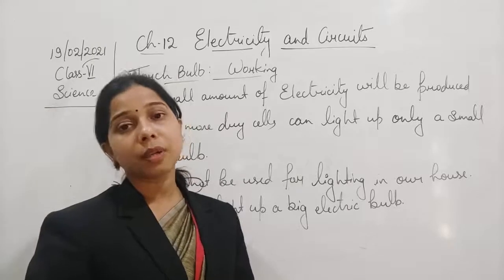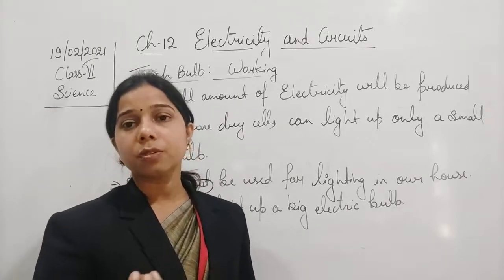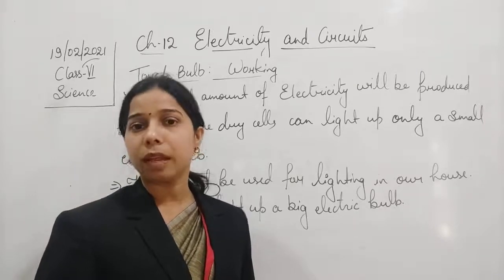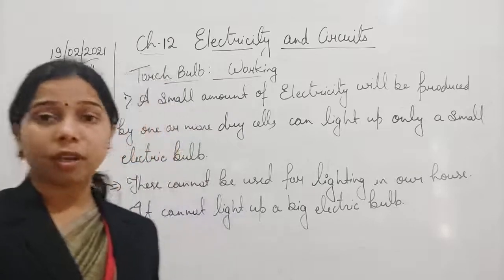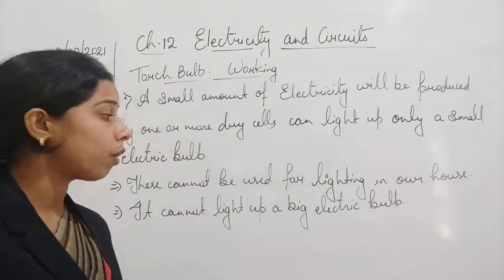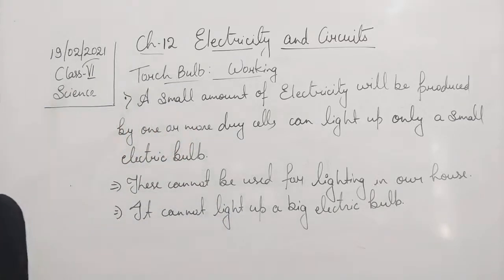Although it produces a very small amount of light, it is used for very small equipment, for lighting up a small torch bulb and the like, or a small electric bulb. It cannot be used for a bigger electric bulb or even for lighting our houses.